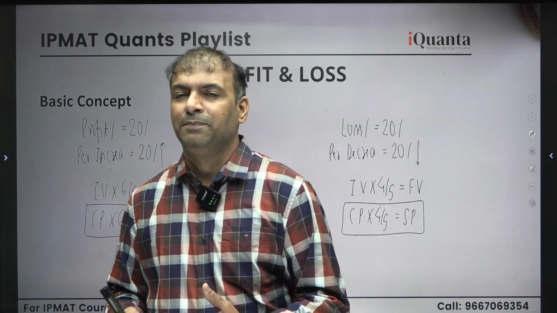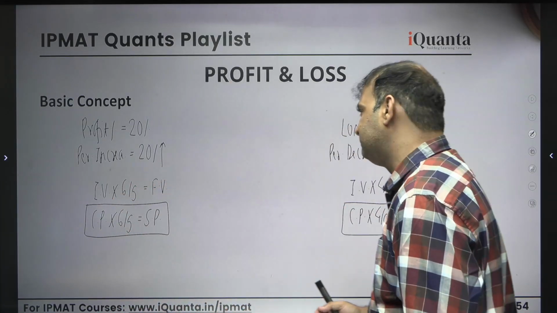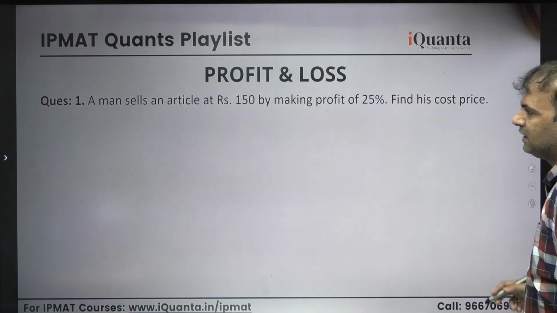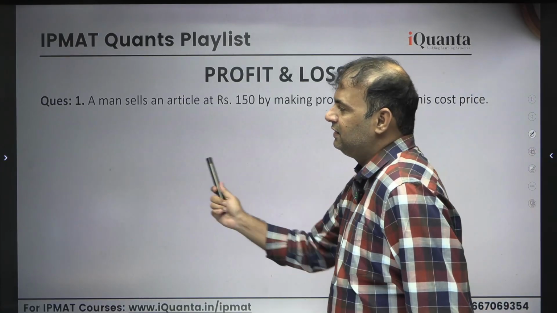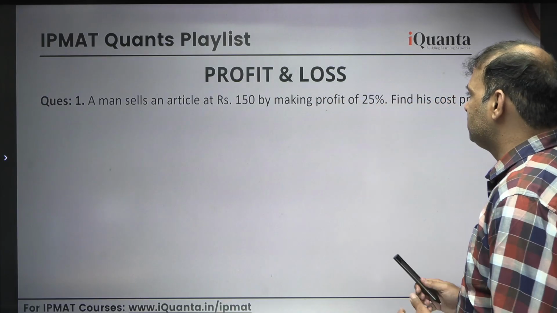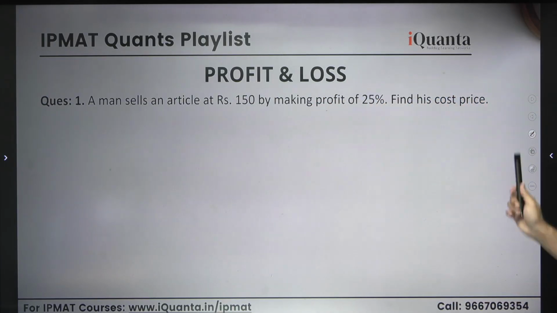Now let's do some applications to learn these concepts better, right? So this is the first application. It says that there is a man who sells an article at rupees 150 by making a profit of 25%. Find his cost price.